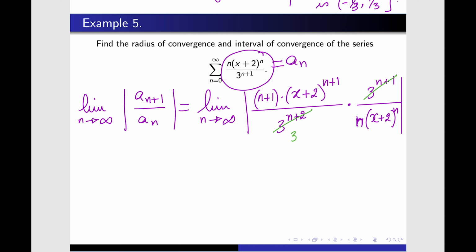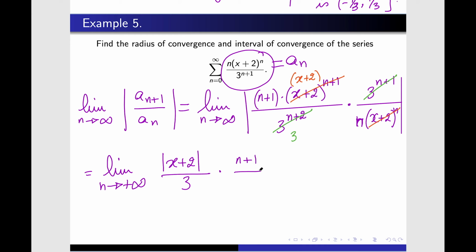How about this with this? I'm only left with x plus 2 here, right? And that's it. So this is then equal to limit as n goes to plus infinity, absolute value of x plus 2. Now the series is centered at -2, so I'm going to have that term, and then divided by 3 times n plus 1 over n. And as n goes to infinity, this is independent of n, so the limit is only going to talk to this. So that guy can be pushed outside the limit. It's independent of n, so that guy goes to 1, so the whole thing is going to go to absolute value of x plus 2 over 3. Okay, and same story.